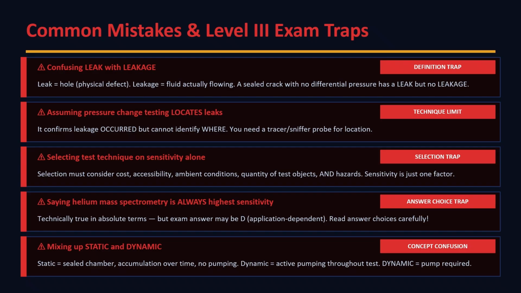Trap number 3. Choosing techniques based only on sensitivity. This is classic Level 3 material. Technique selection must consider sensitivity, cost, accessibility, safety, environmental conditions, production requirements, and acceptance criteria. Sensitivity is only one factor.